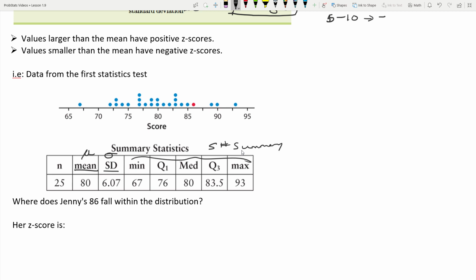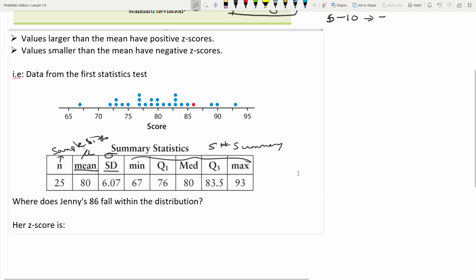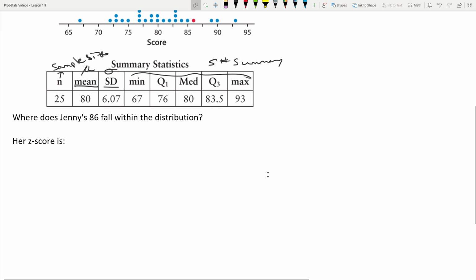But we also got other statistics in there, such as sample size, and so on. So where does Jenny's 86 fall within the distribution? Let's calculate this for Jenny. To find the z-score, we've got z equals x, that should be x, not x bar, x minus mu divided by sigma. Her score is an 86, so that's her x.